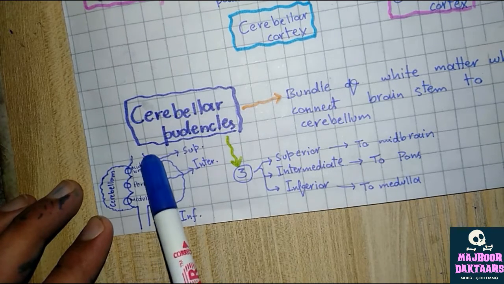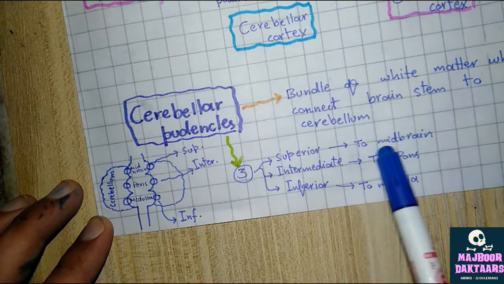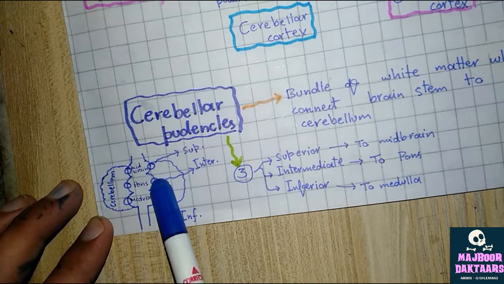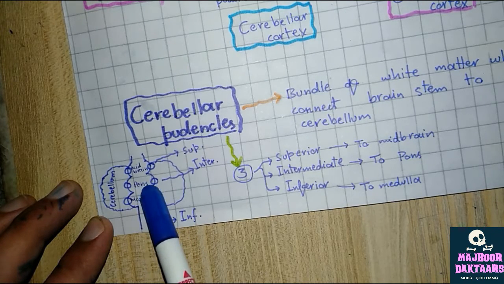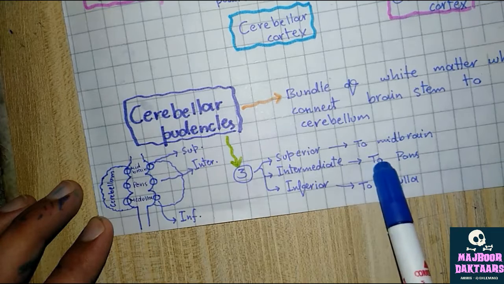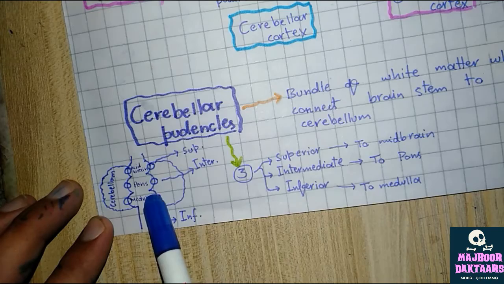There are three types of peduncles: superior, which connects the cerebellum to the midbrain; middle, which connects the cerebellum to the pons; and inferior, which connects the cerebellum to the medulla.